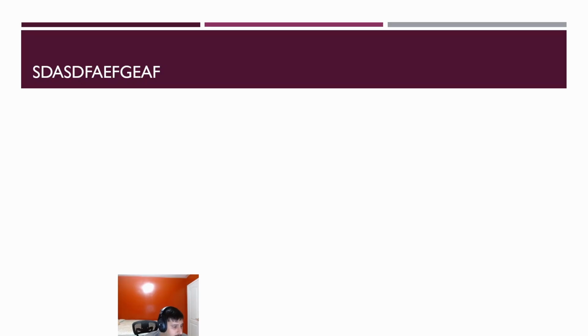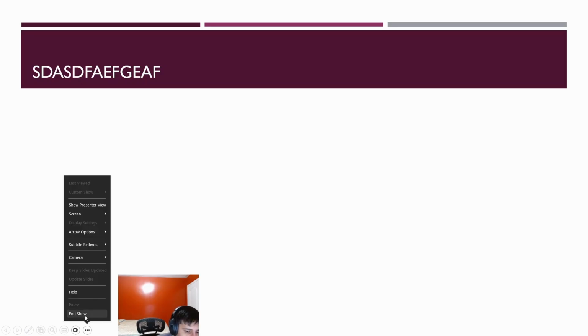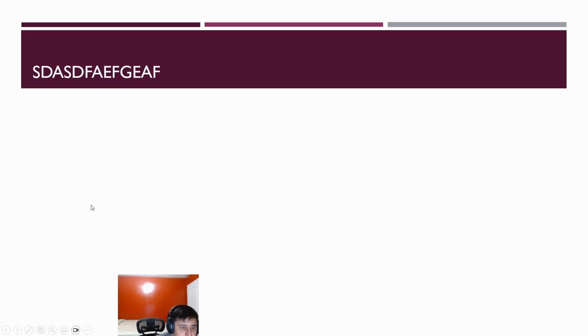One moment, let me move this. Right here. Hopefully you can see it. I'll move my camera back, but hopefully you can see it. And we have end show. We have camera settings, subtitle settings, arrow options. We can choose our screen. We can also show presenter view.